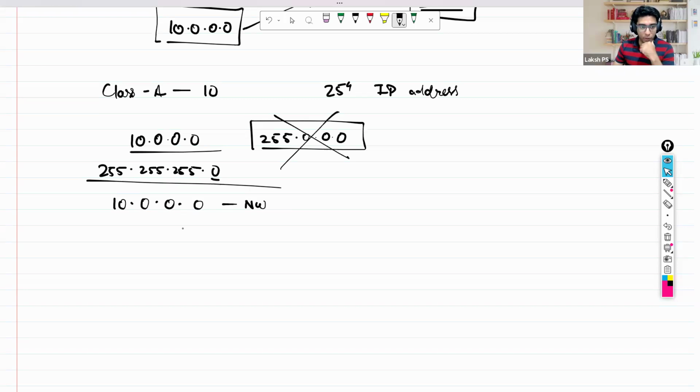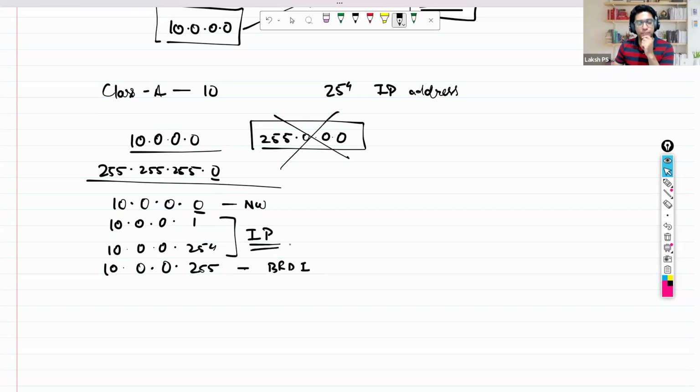Okay, and the broadcast ID would be 10.0.0. This is the 0 that we're talking about, so this will be 255. This is the broadcast ID. Now, any IP address between 10.0.0.1 up till 10.0.0.254 is the usable IP address range.